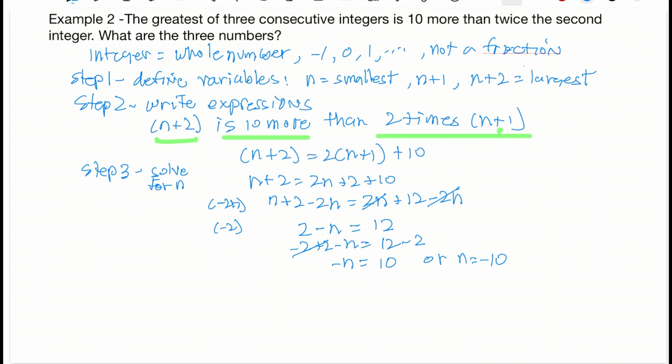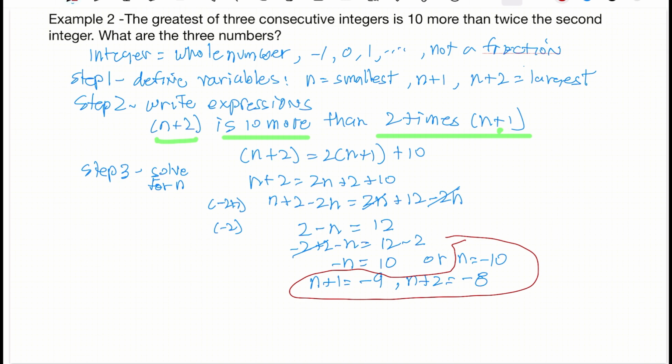Now we know that's the smallest, the other one must be one larger, so n plus 1 is equal to minus 9, n plus 2 is equal to minus 8. So that is our 3 consecutive integers right there: minus 10, minus 9, and minus 8.